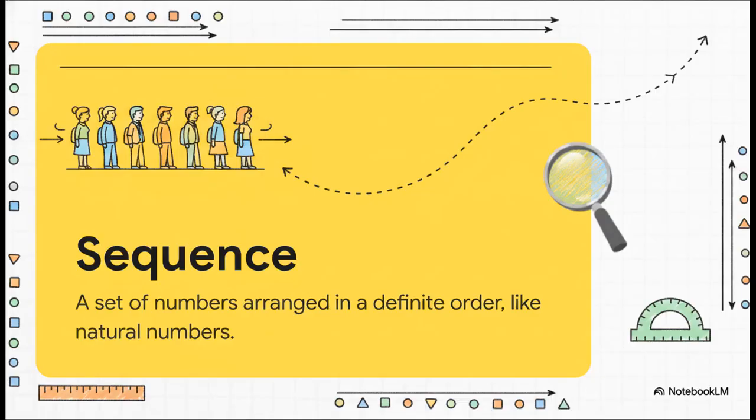Because of rules like the ones we just saw, we can formally define what we are looking at. It's called a sequence. So a sequence is simply a set of numbers where the numbers are arranged in a definite, predictable order. Think about when students stand in a neat row for a drill on the school playground. There's a first student, a second student, a third, and so on. There's a definite, undeniable order. Well, numbers in a sequence behave in exactly the same disciplined way.